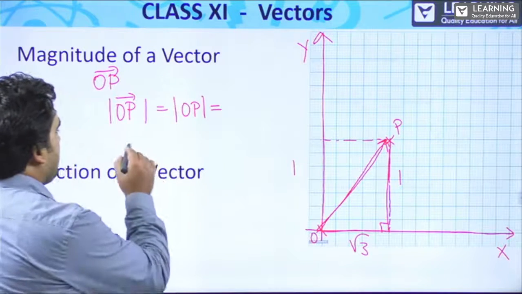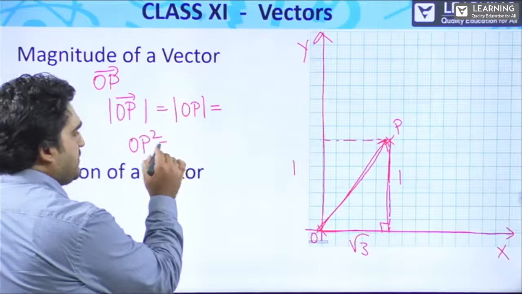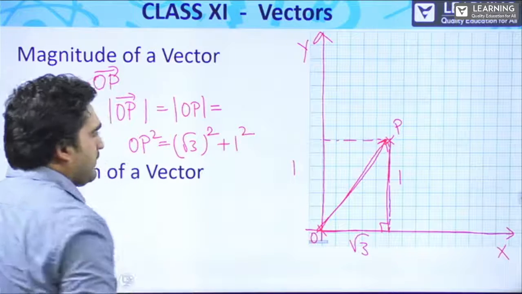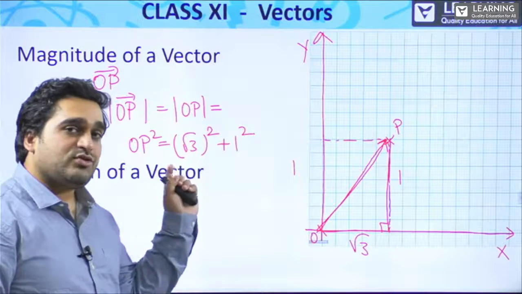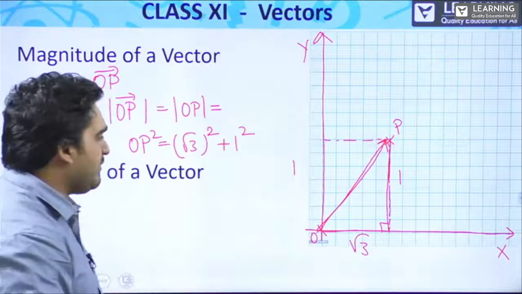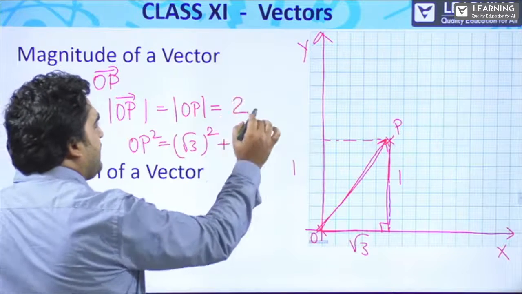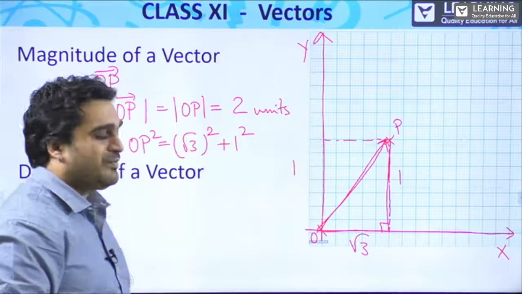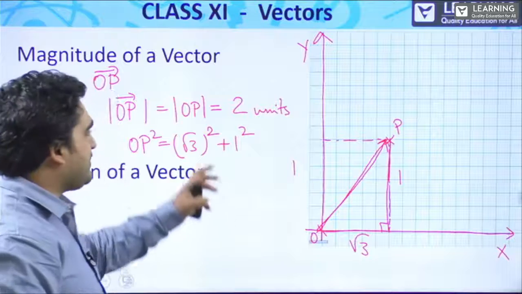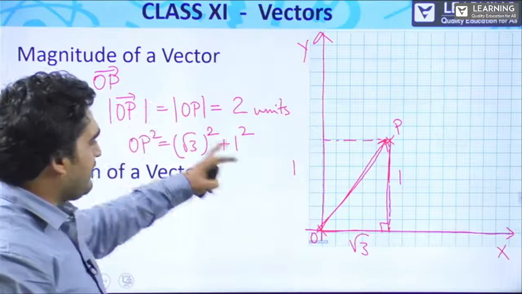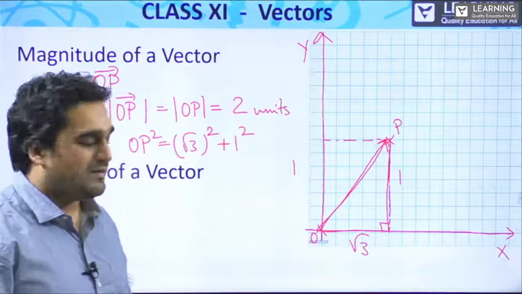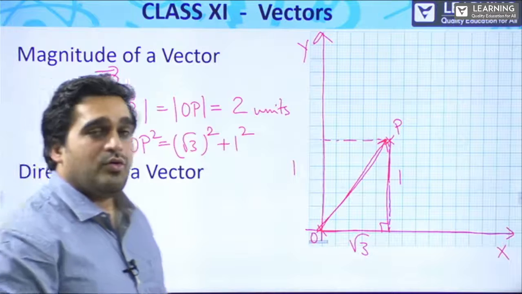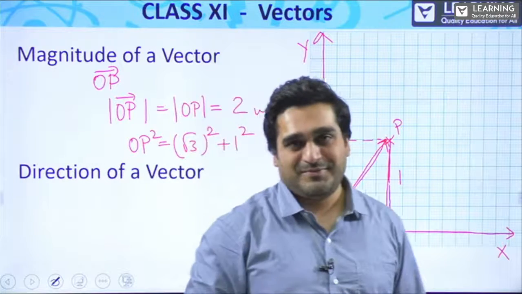So you can write OP square equals √3 square plus 1 square. So can you identify what is OP? Go ahead, try it by yourself and you'll notice OP will be equal to 2 units. See, we've just determined the magnitude of a vector using a graphical method. Now, what about its direction?